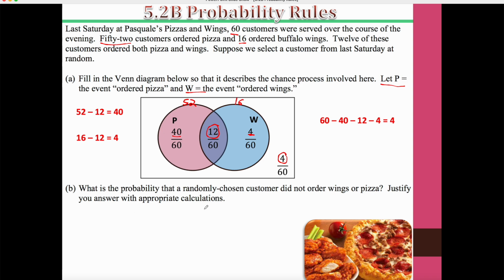Anyway, what's the probability that a randomly chosen customer did not order wings or pizza? Justify your answer with appropriate calculations. So we just did. No wings and no pizza, and I could do fancy complementary things here with W and C and P and C. But you get it. Words are sufficient here that there's now a 1 out of 15 chance that if I randomly select a customer out of the 60 from this evening, they're going to be someone who ordered neither of these two things.